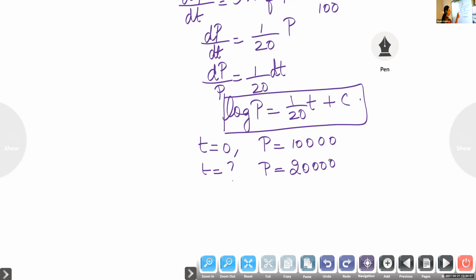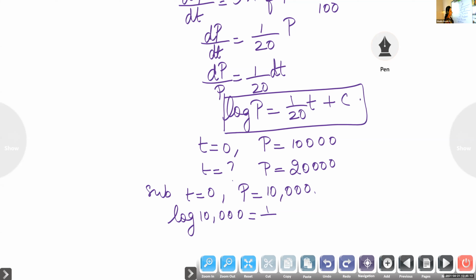Now substitute it. What will you get when we substitute the first condition? Substituting time equal to 0 and P equal to 10,000, we get log 10,000 is equal to 1 by 20 into 0 plus C. Therefore C will be log 10,000.